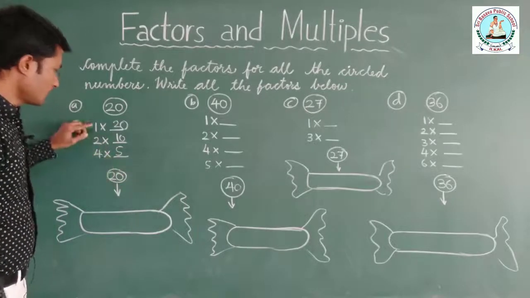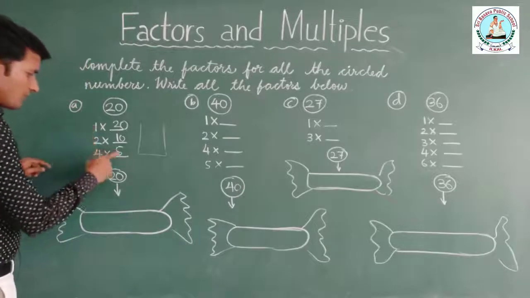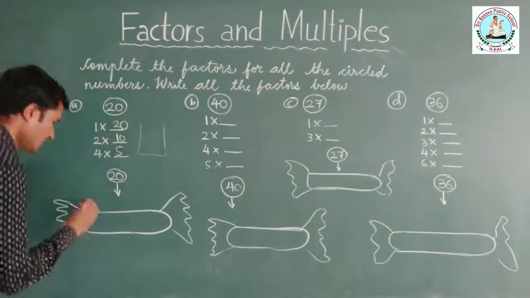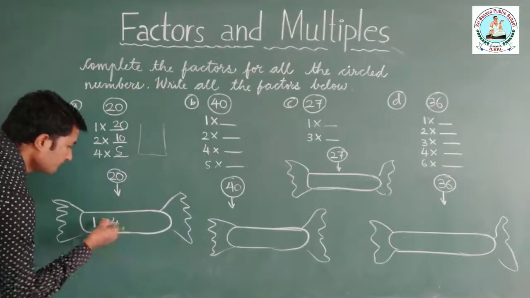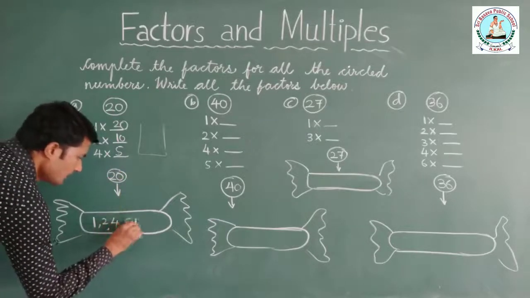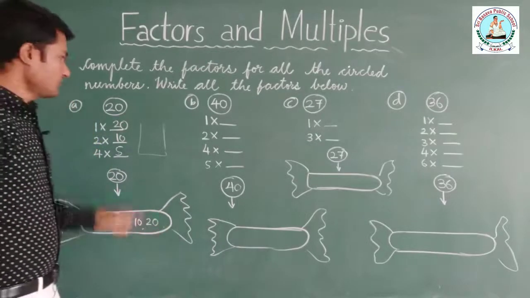So what are the factors? Just follow this U pattern: 1, 2, 4, 5, 10, 20. So just write here 1, 2, 4, the next 5, 10, lastly 20. So these are the factors of 20.